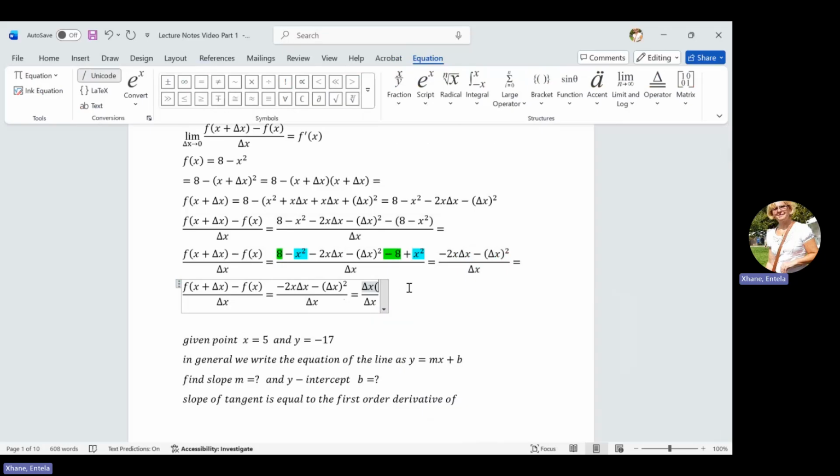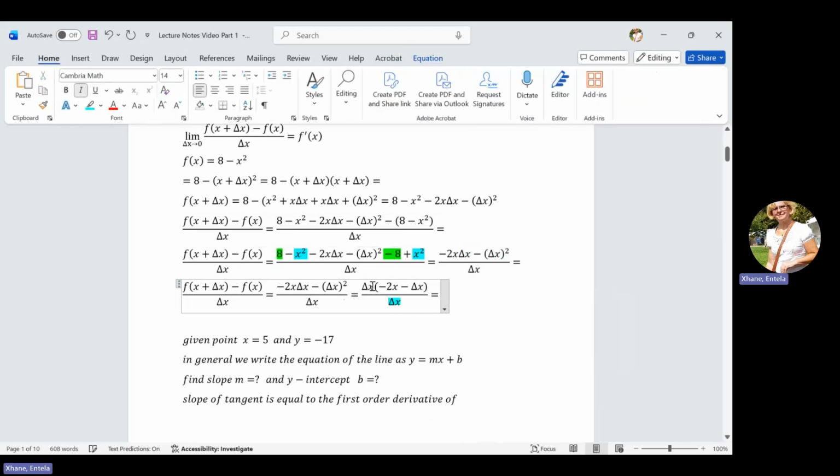And if I do, negative 2x is going to remain from the first term, and minus delta x. I have two of them, so one is factored out, the other one remains. And that's going to allow me to get rid of delta x. So this delta x in the denominator, and this delta x in front of it, which is a common factor, cancel each other out. So what remains is this expression inside.